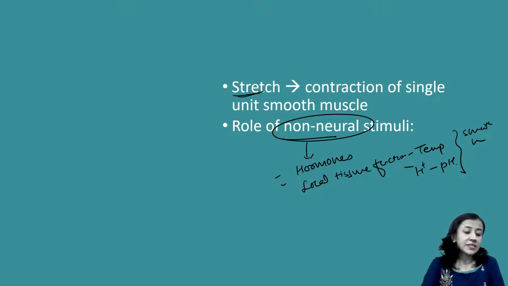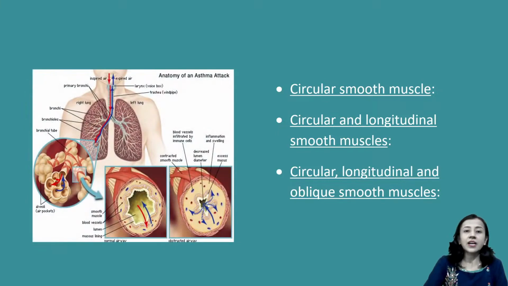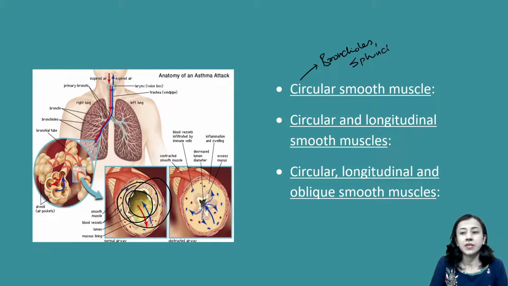Now, some various types of single unit smooth muscle: they are circular smooth muscle. Circular means, you can see here, they are just like this circle. So they regulate the diameter. You can see they can increase or decrease the diameter. When circular smooth muscle contracts, you can see the diameter decreases. So this circular smooth muscle is commonly present in bronchioles. These are bronchioles. Also in the sphincters and in blood vessels.